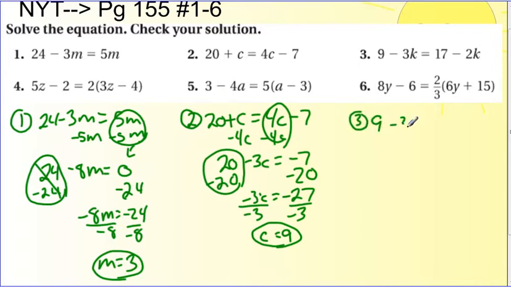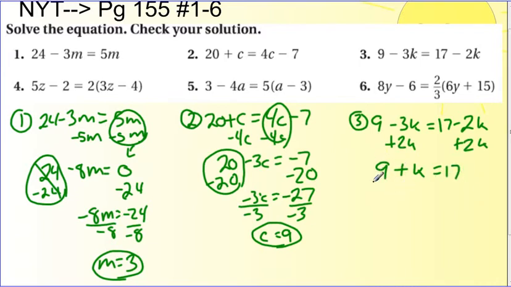Nine minus 3k equals 17 minus 2k. No parentheses. Nothing to combine here, nothing to combine there, so there's no combining like terms. Step 3, get rid of the variable on the right-hand side. So I'm going to add 2k, add 2k. This gives us 1k. So I'm just going to write k. Know that there is a 1 there. It is 1k.